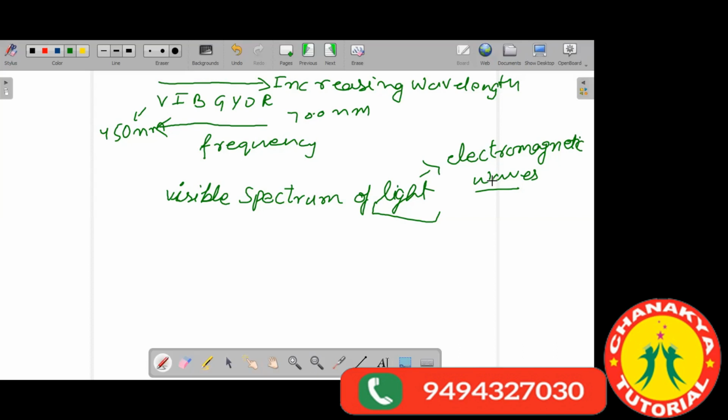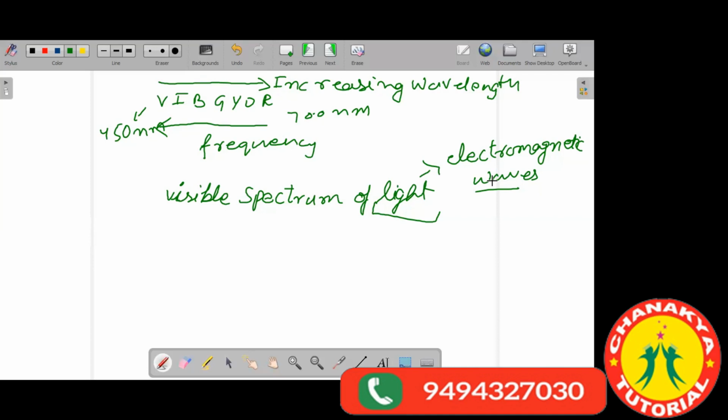So we have here 7 colors of the light, and due to these 7 colors, we are able to observe the colorful world. We are able to see the different colors around us. Since light itself consists of 7 colors, whatever component of light is reflected from a surface, that is the color we observe.